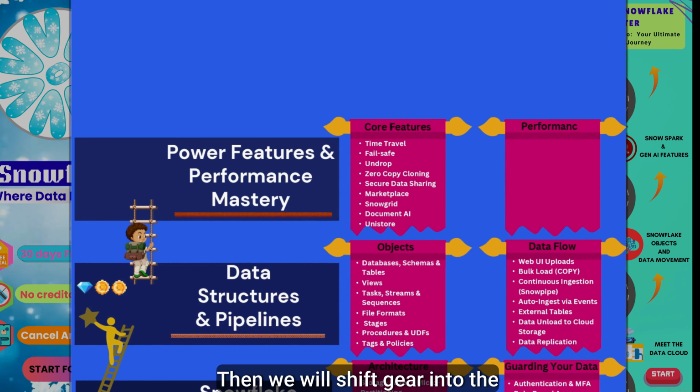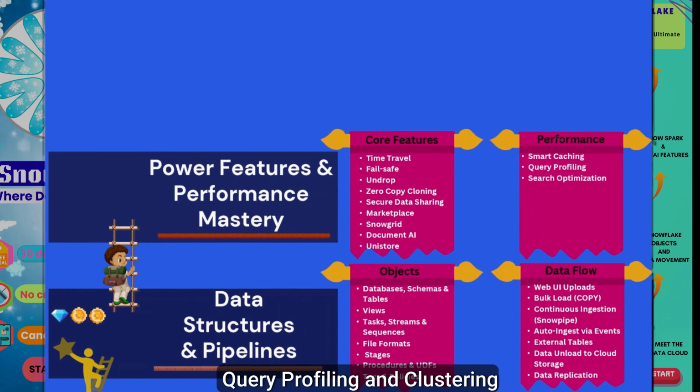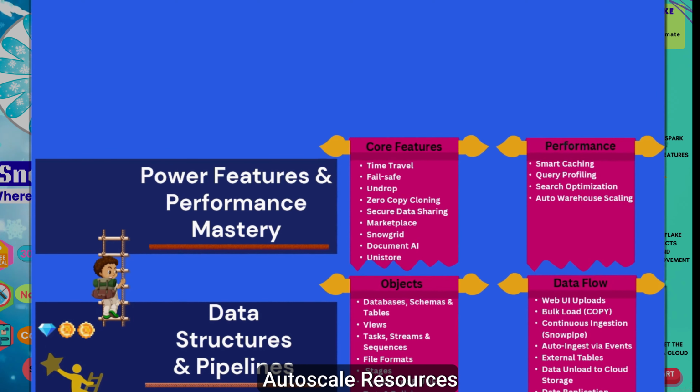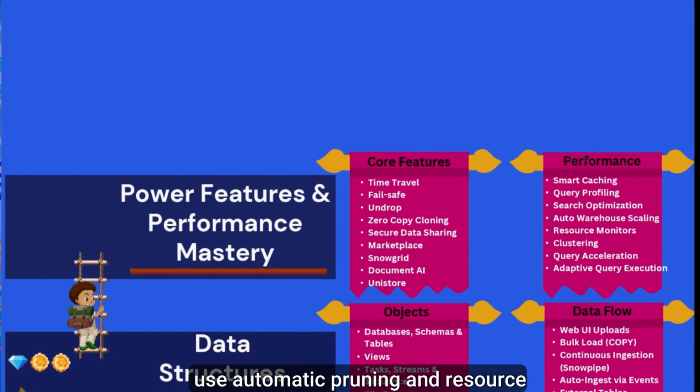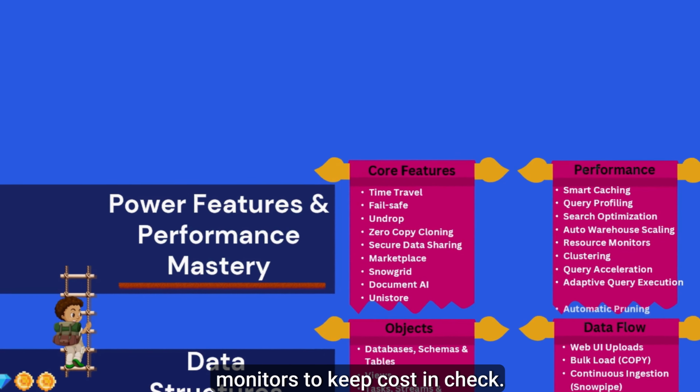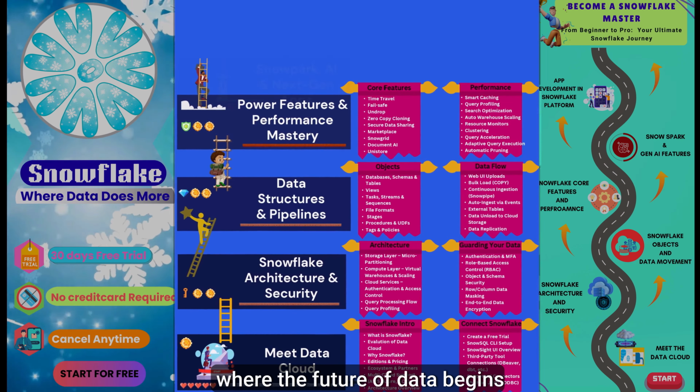Then we will shift gear into performance tuning. Learn how to use smart caching, query profiling, and clustering, auto scale resources, speed up query execution, use automatic pruning, and resource monitors to keep cost in check. Now it's time for the final climb, where the future of data begins.